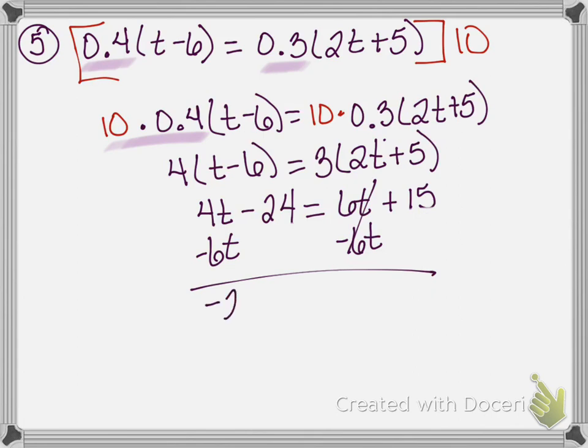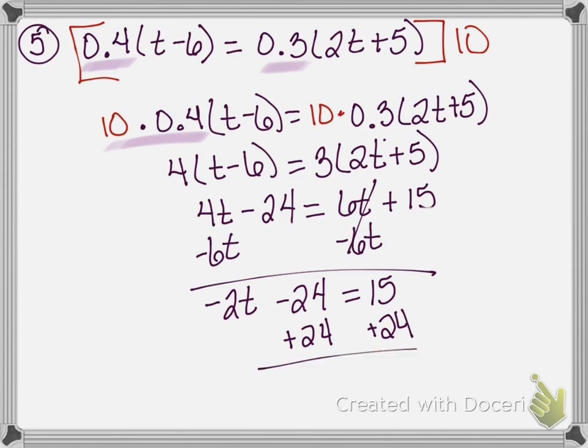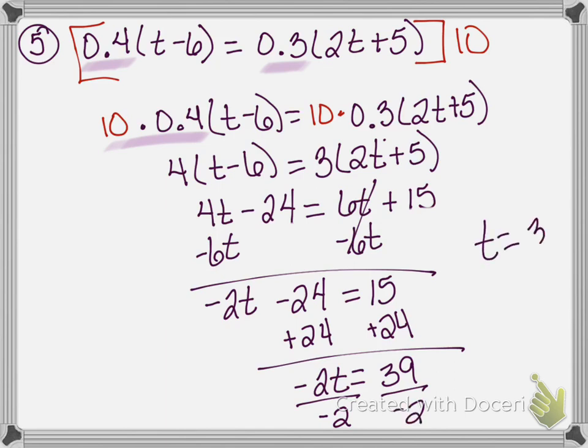And now I'm left with negative 2t minus 24 equals 15. Now I would add 24 to both sides. Okay, so I have negative 2t equals 39. And my final answer here is going to be negative 39 over 2.